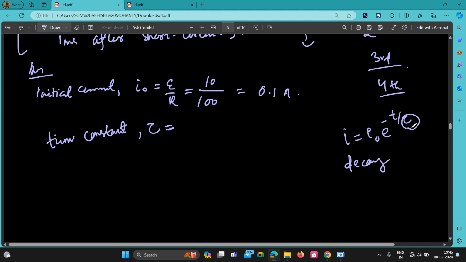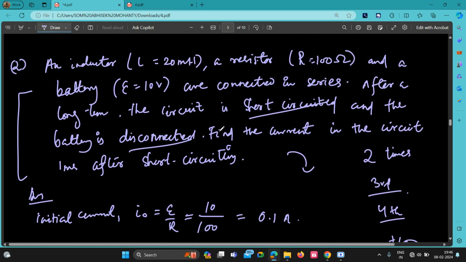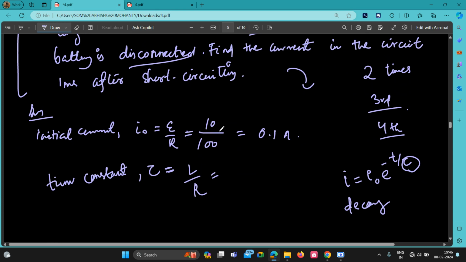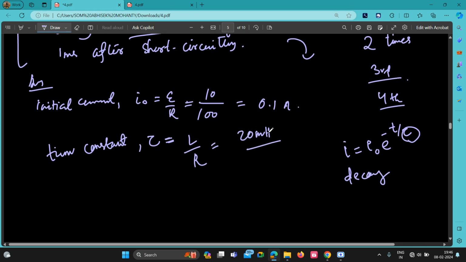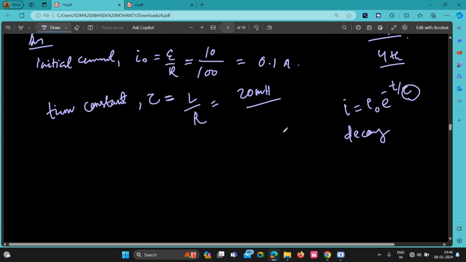So we need tau for this. Tau is L by R. We know L by R is tau. So just put L by R because this is an LR circuit. So 20 millihenry divided by 100 ohm. That will give me 0.2 into 10 to the minus 3 seconds. Okay, now it's simple. Now you just need to find the current.